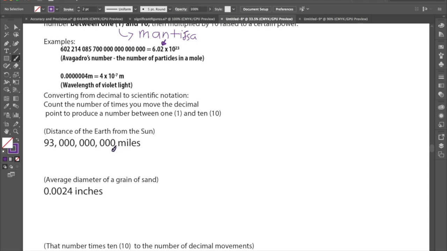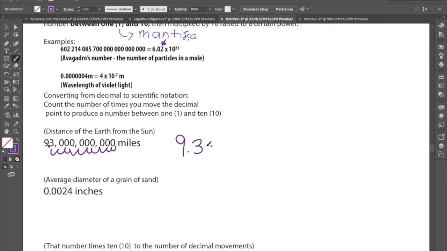So what we're going to do is count 1, 2, 3, 4, 5, 6, 7, 8, 9, and 10. So we put the decimal here, and now we've created that number that's between 1 and 10, 9.3. So there is our 9.3.